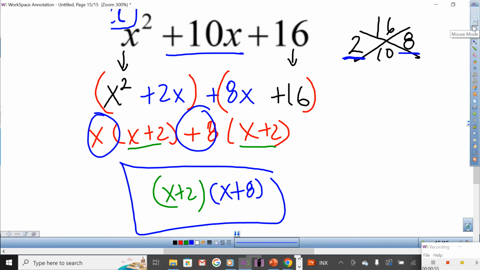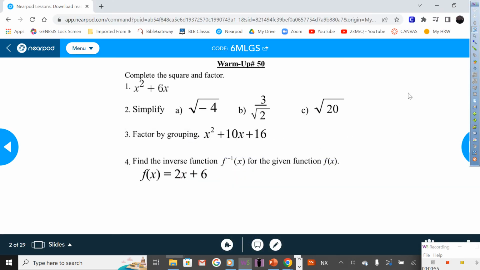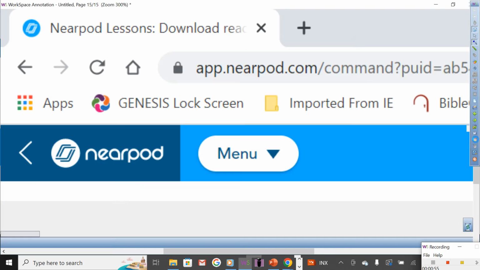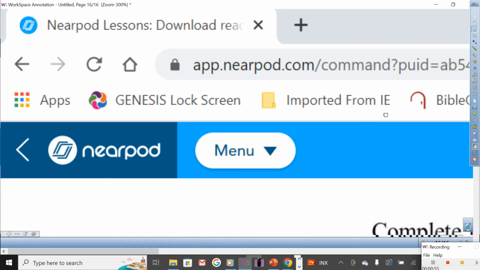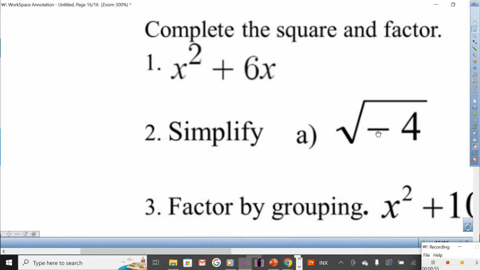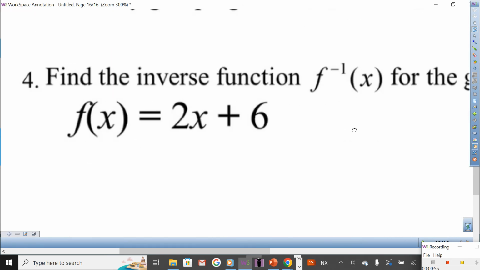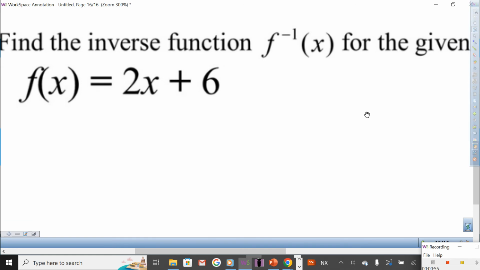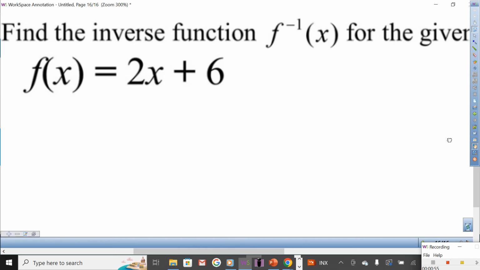So far so good, yes? And the last one, number 4. Number 4, once again, was anybody here that was with me? Nope. If you were one of my Algebra 1 students, we covered this. We hammered inverse functions. If you weren't, hopefully your teacher did.